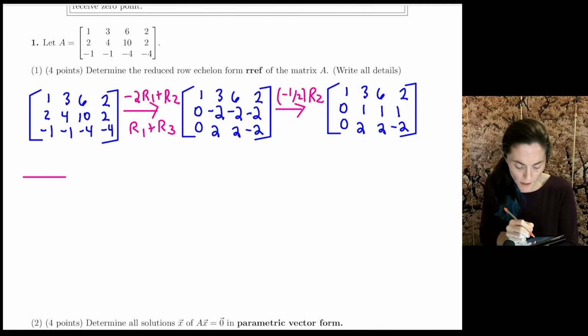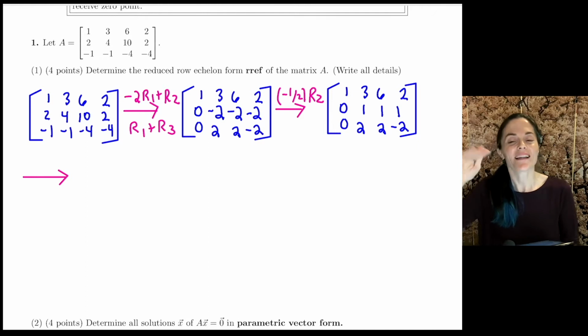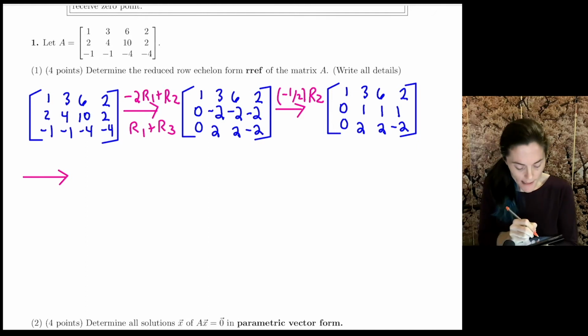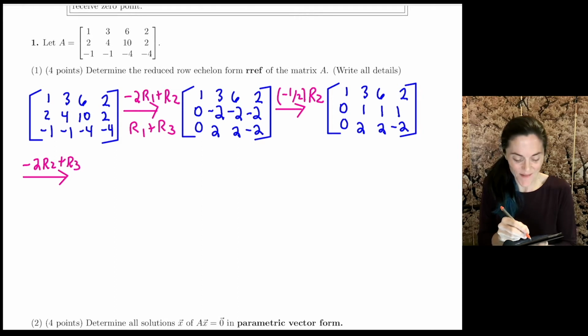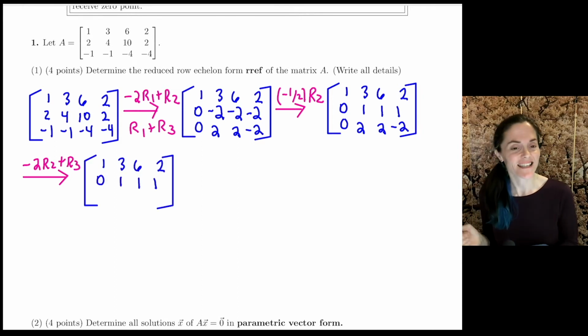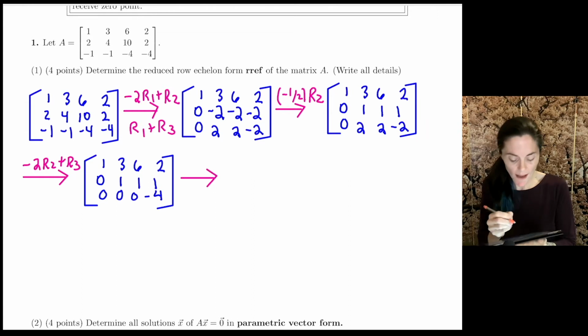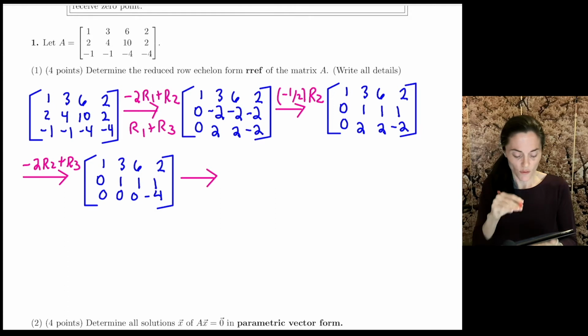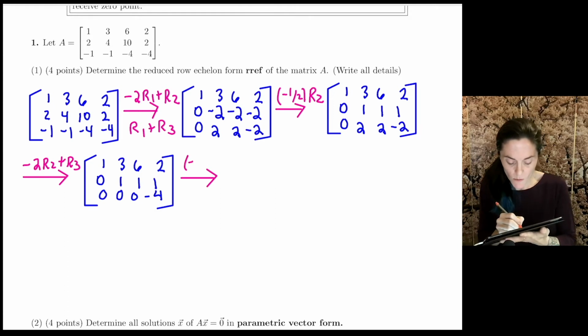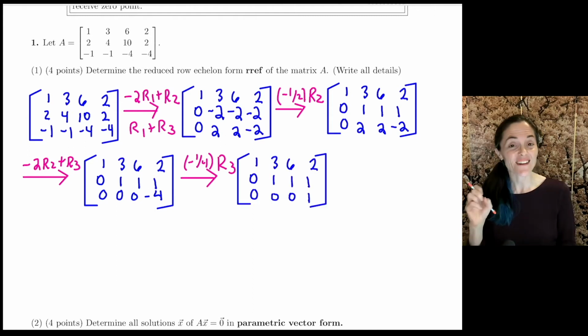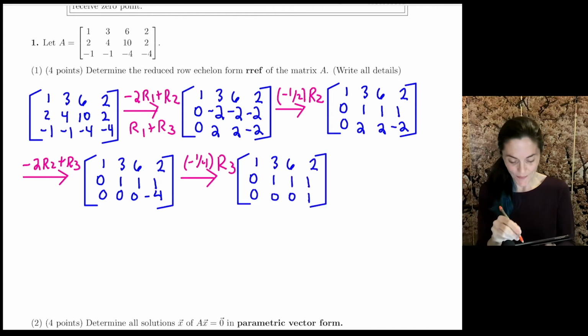Now move down. We have the leading 1. Let's make a 0 underneath. So we take -2 row 2 and add that to row 3. The only row that changes here is row 3. You see, we have all zeros and -4. At this point, I see where my third leading 1 will be. It's in the row 3, column 4. Take -1/4 times row 3. You notice I am in row echelon form right here.